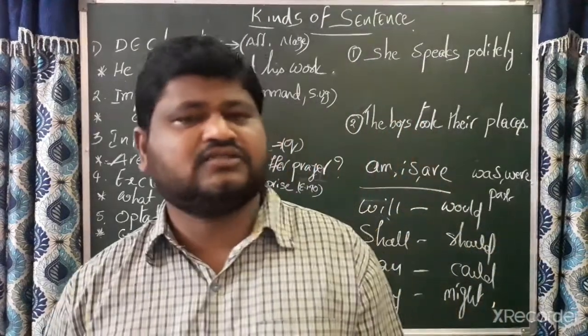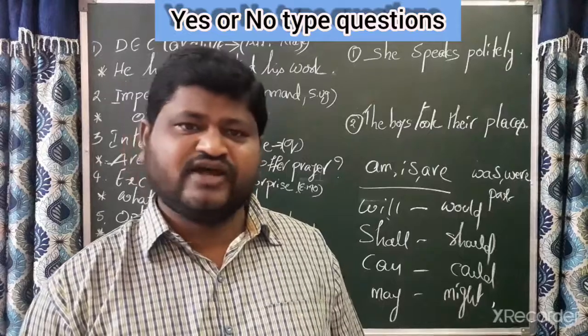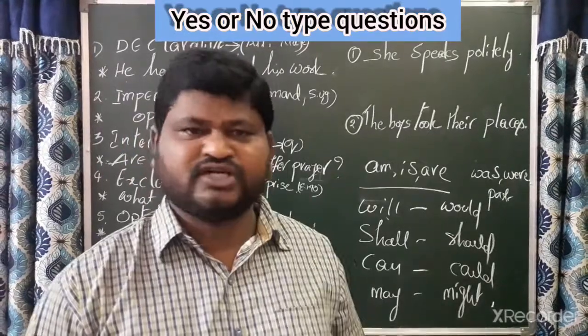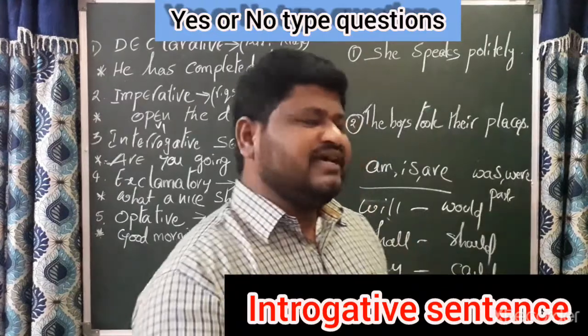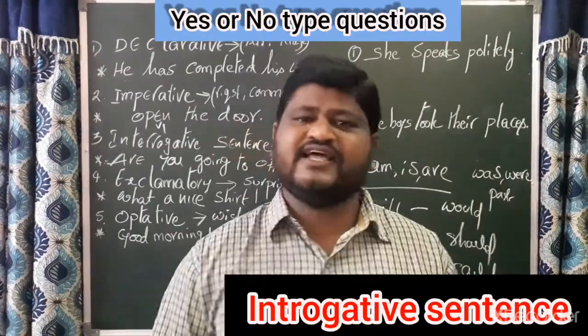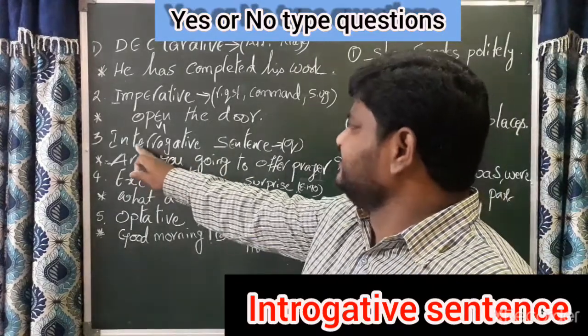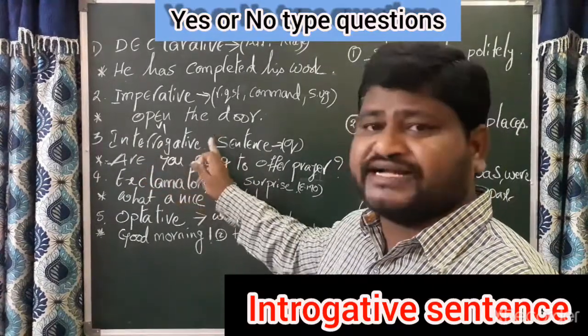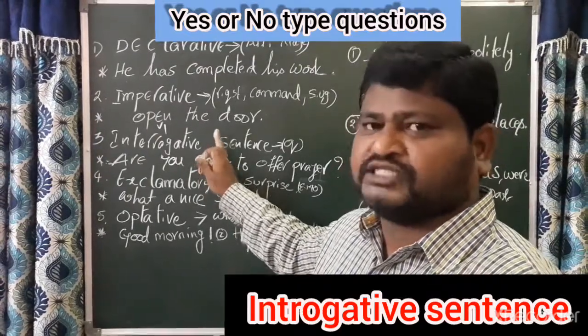And next, the third topic is the yes or no type questions. Friends, this is a very important topic. Yes or no type questions. See, as I already told you, the third one is the interrogative sentence. Interrogative sentences are of 2 types.